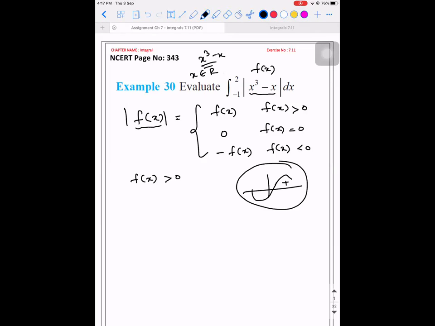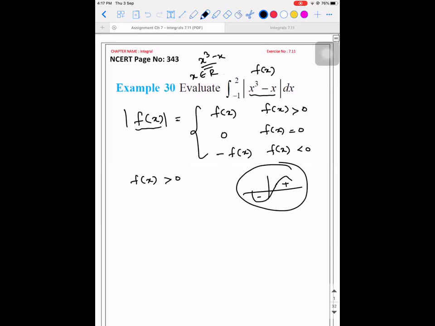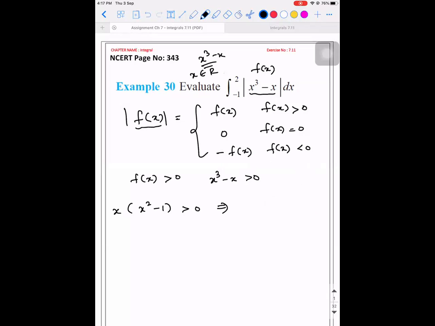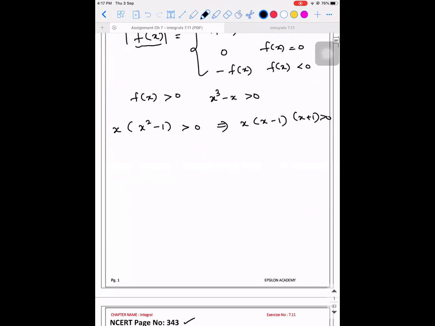So this is the meaning of f of x greater than 0, and this is the meaning of f of x less than 0, graphically. Now we are algebraically solving this question. f of x greater than 0 means x cubed minus x is greater than 0. If I take out x, then x square minus 1 is greater than 0. Then x into x minus 1 into x plus 1 is greater than 0. I hope it is clear till this step.